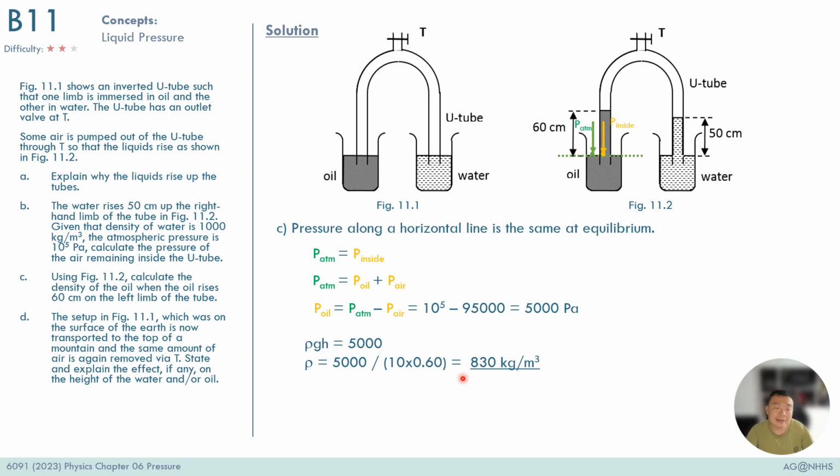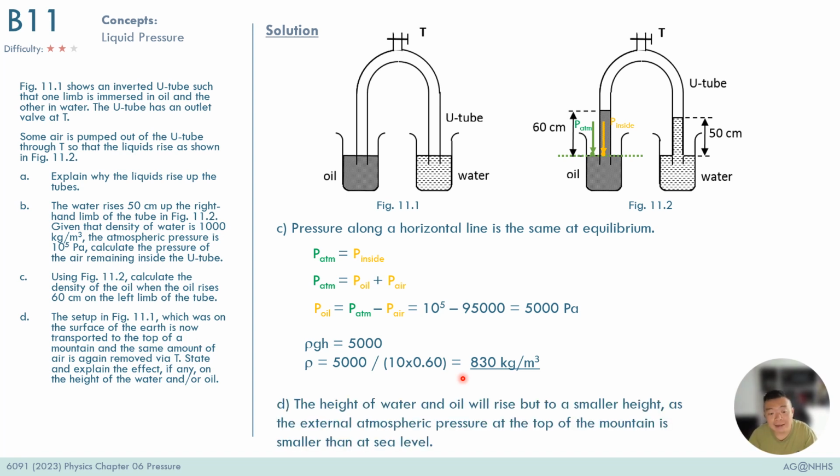Now in part D, you're asked if we bring this whole setup to the top of a mountain, what will be the effects? Now, when we bring the whole setup up to the top of the mountain, the difference is in atmospheric pressure. As we go higher up, air gets thinner, and atmospheric pressure gets lower.